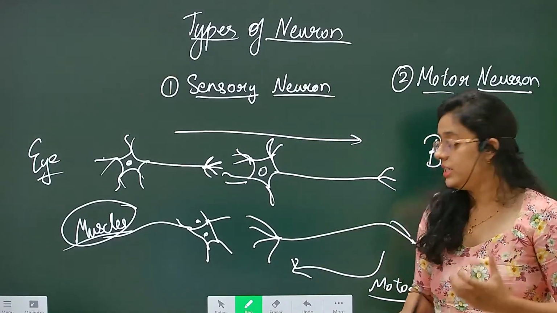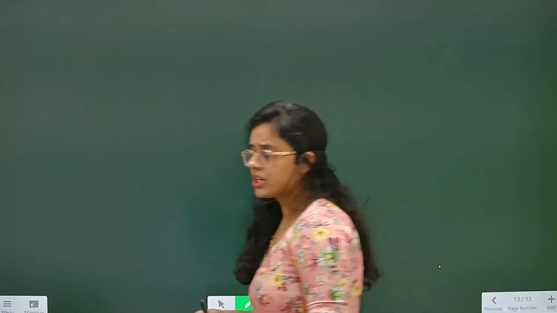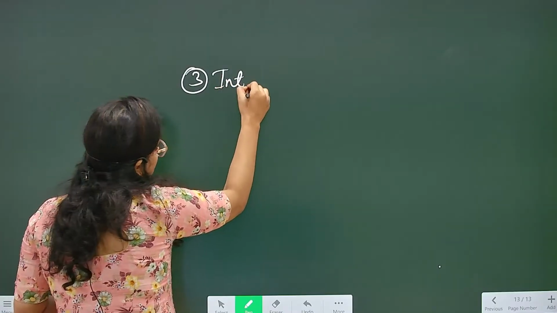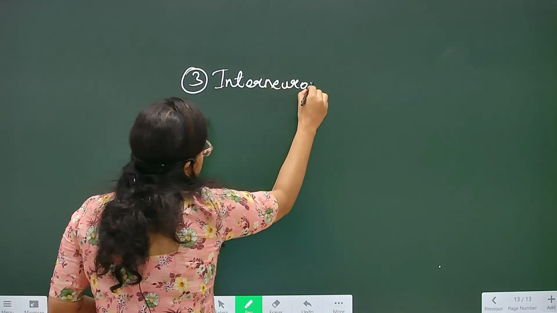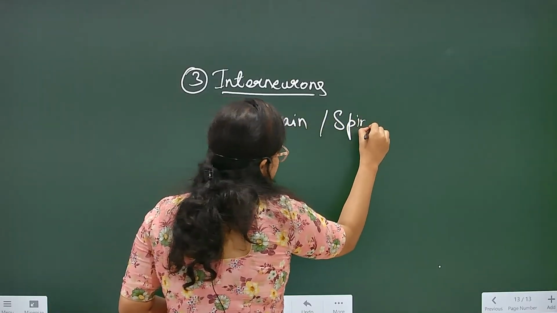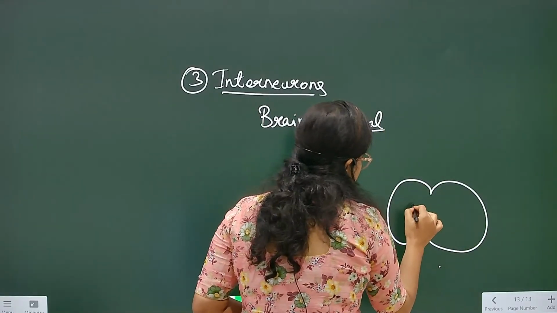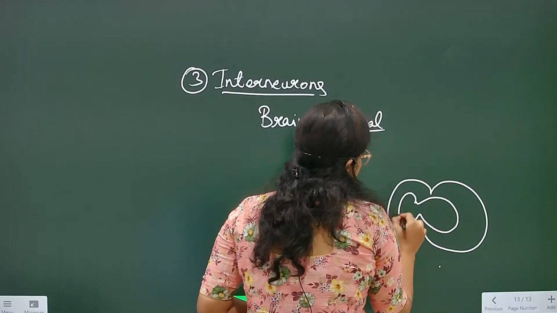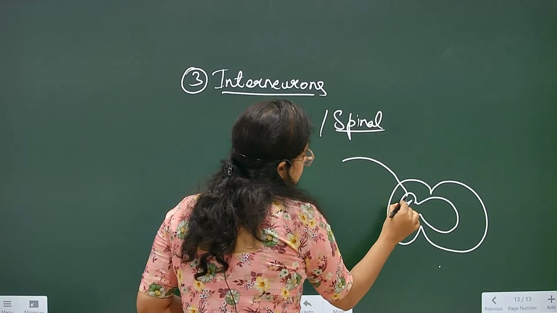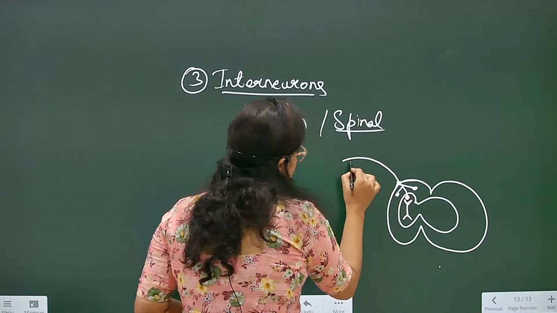Now coming to interneurons, which are basically connecting structures present between sensory neurons and motor neurons. The third type of neuron is the interneuron. Interneurons are present within the brain or spinal cord. Okay, suppose, let me take the structure of the brain over here. Now these interneurons have connections with the axon and axon endings of the sensory neuron.